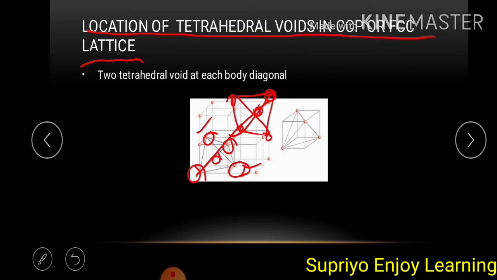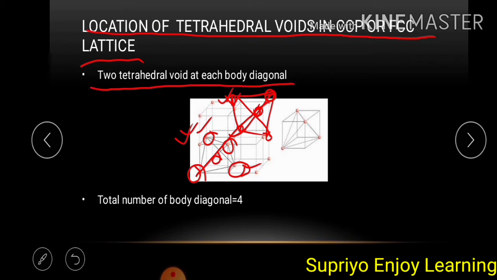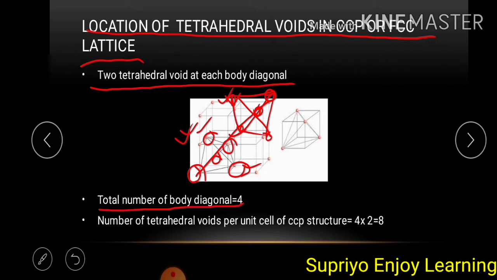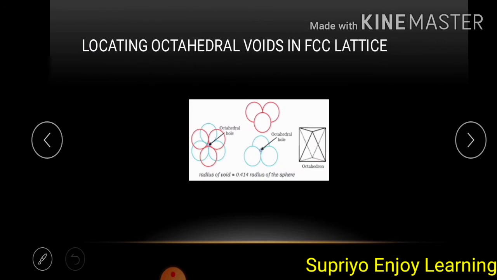So 2 tetrahedral voids are formed at each body diagonal. Now in a unit cell, 4 body diagonals are there. So the number of tetrahedral voids per unit cell of cubic closed pack structure is 4 into 2 equal to 8. Now we'll see locating octahedral voids in face centered lattice.